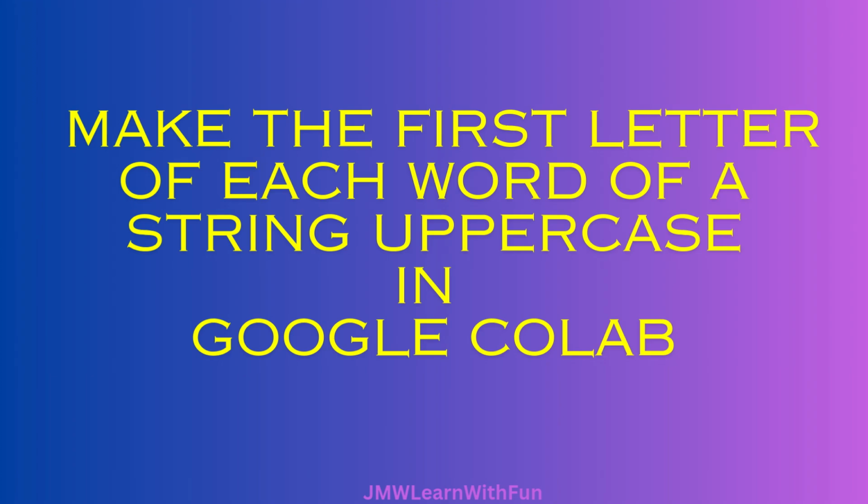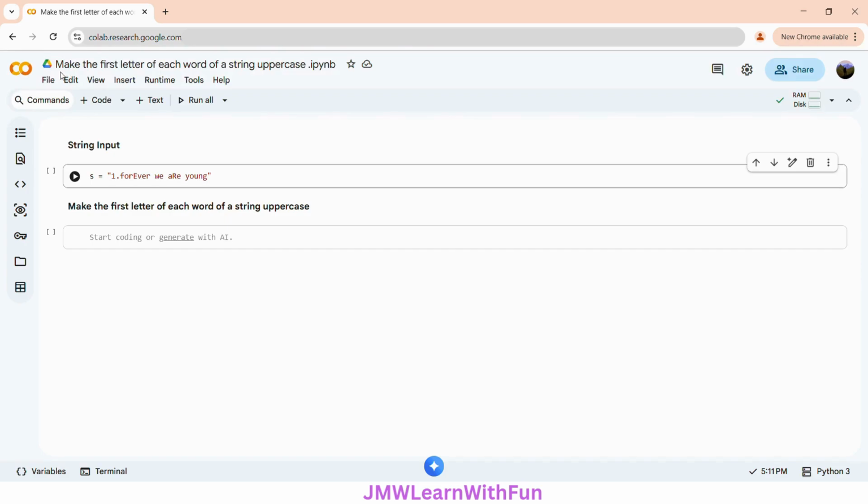Let's see how we can make the first letter of each word of a string uppercase in Python using Google Colab. We have to make the first letter of each word of a string uppercase. .ipynb file open. We have the string input. The variable s is assigned this string, which is given in quotes.